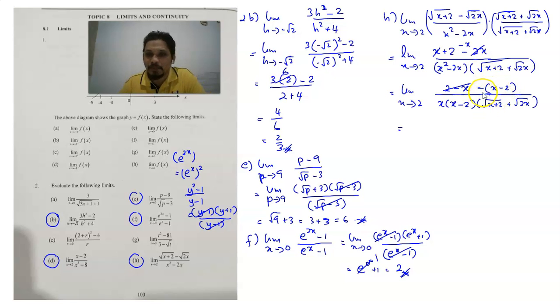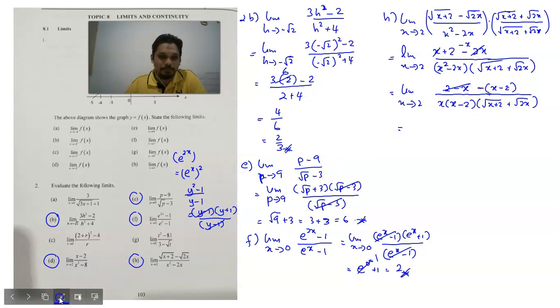Let's see here now. Negative times x is negative x. Negative times negative 2 equals positive 2. So right now we have x minus 2 and x minus 2, and we can clear between this and this.